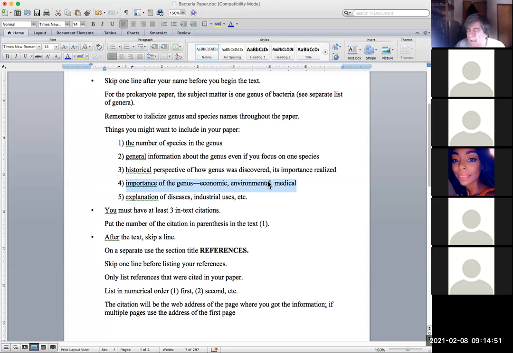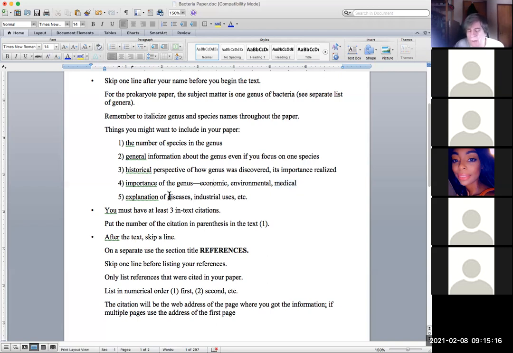Or you could look at its environmental importance. What does it do in the ecosystem? Do other living organisms depend upon it to survive? Or you could look at its medical importance. What diseases does it cause? Or is it used in genetic engineering to produce proteins that we then use to treat disease?